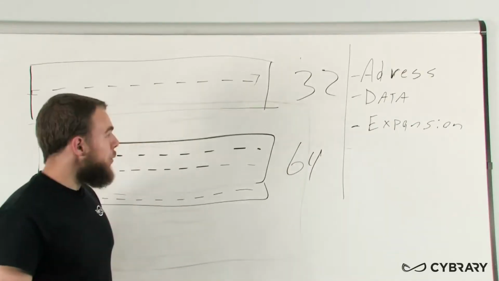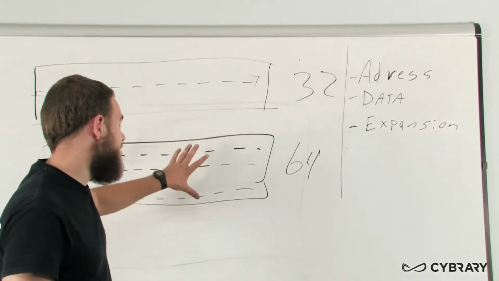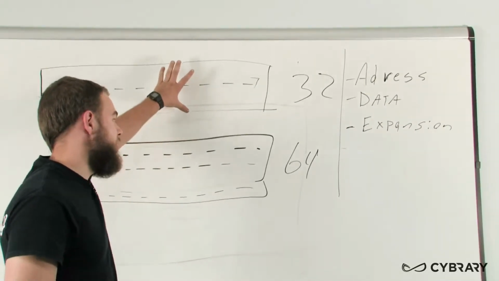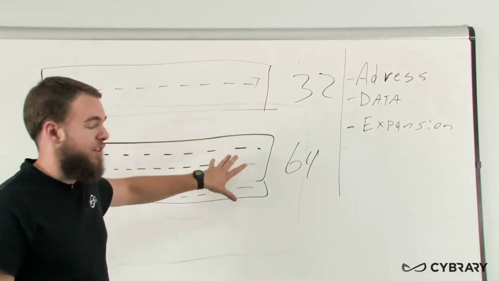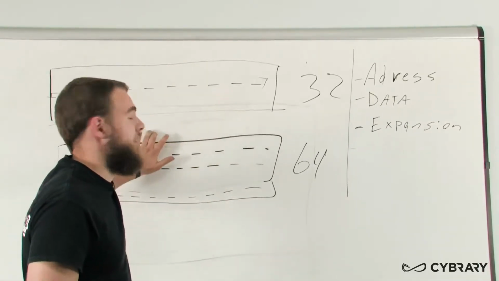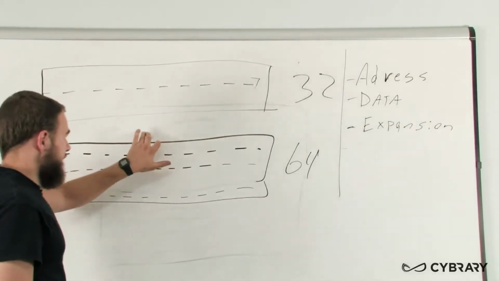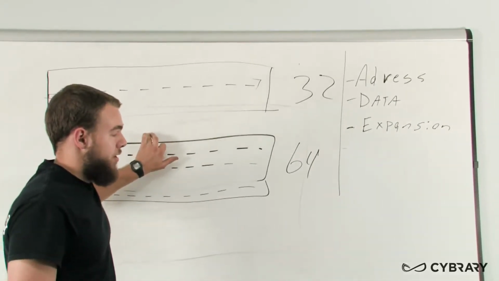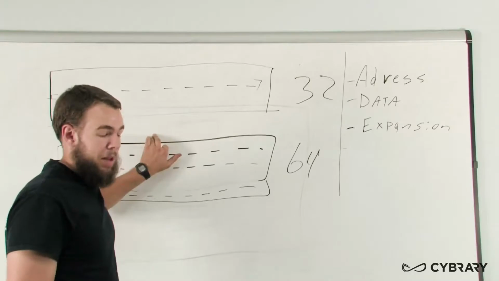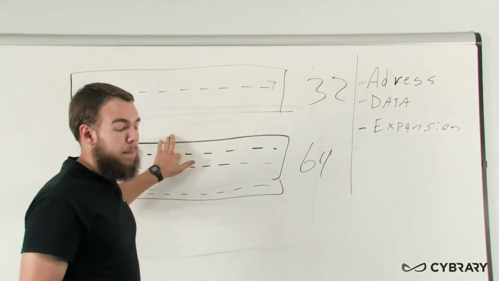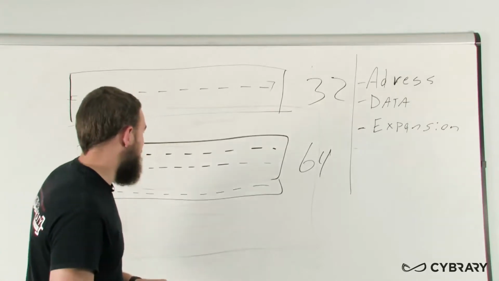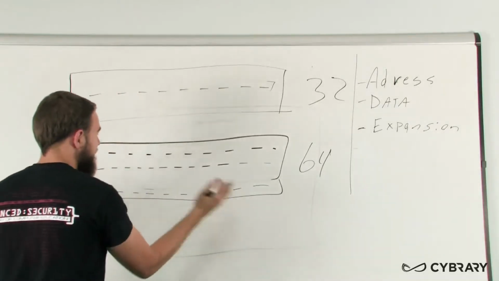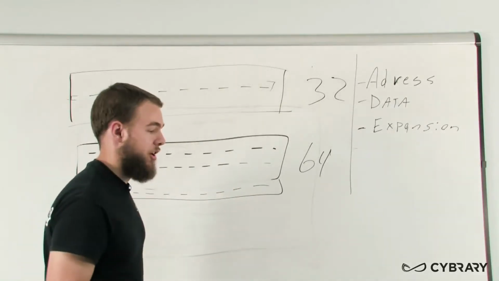Now, we talked about how our buses have width, which is the 32-bit versus the 64-bit, but they also have speed. And the speed is the posted limit on these highways. The speed of buses on computers is measured in megahertz, which is 1 million cycles per second. So it's however many cycles information can pass through per second on a computer.